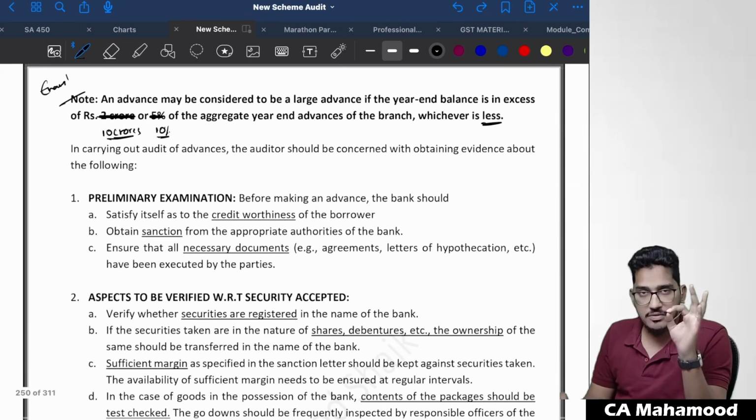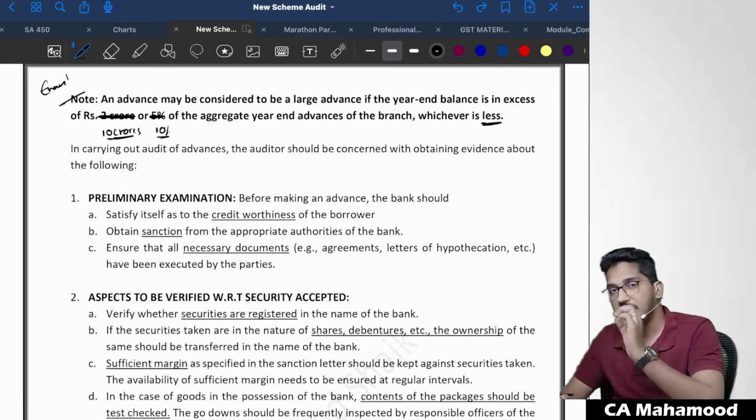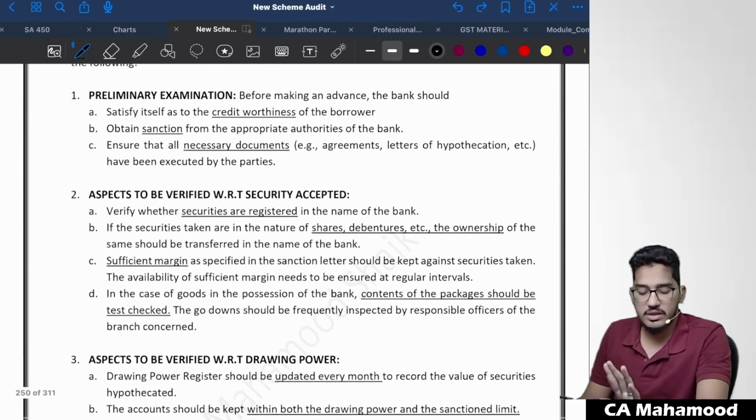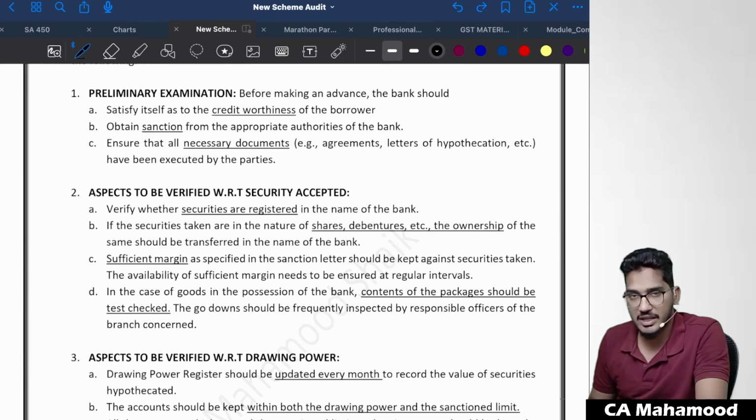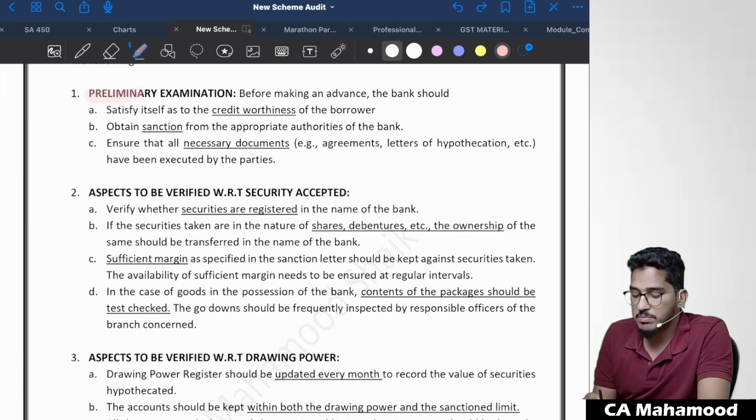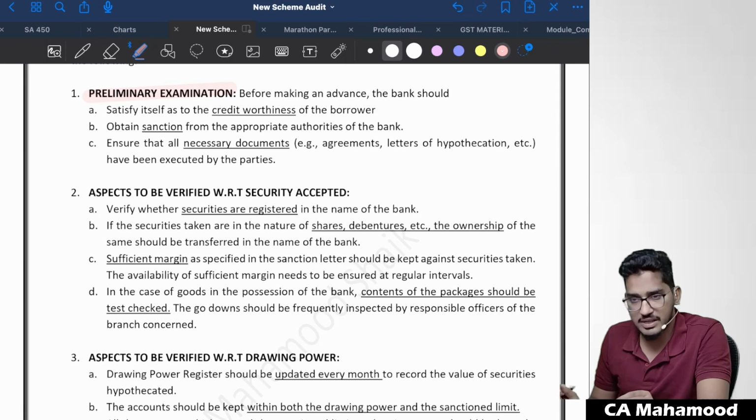So all large advances, on the basis of criteria whatever you have decided, all large advances you verify on 100% basis. Other than large advances, whatever are there, that you try to verify on sampling basis. So whatever it is, either on 100% or sampling basis, what specific things we need to verify regarding advances? First, we will do some preliminary examination, basic examination we will do. Sir, what will get covered in the basic examination?